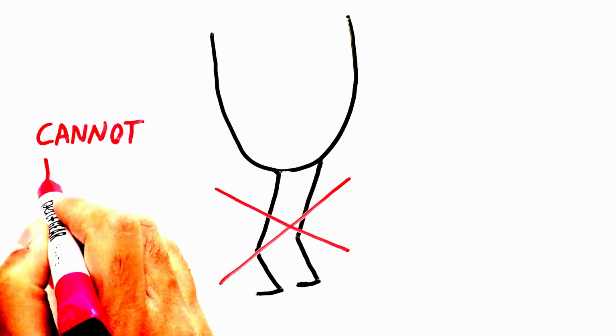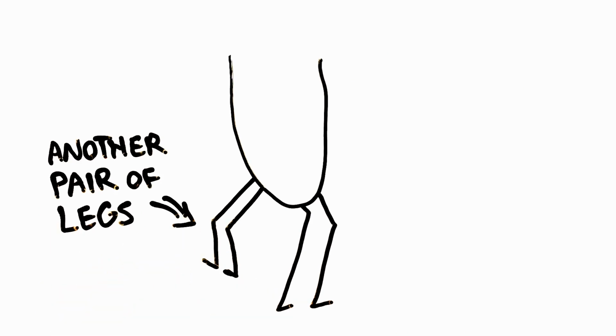Technically, you cannot turn to walk back, so either you have to move backward, which is not easy, or make arrangements to evolve another pair of legs specialized to walk to the other side.